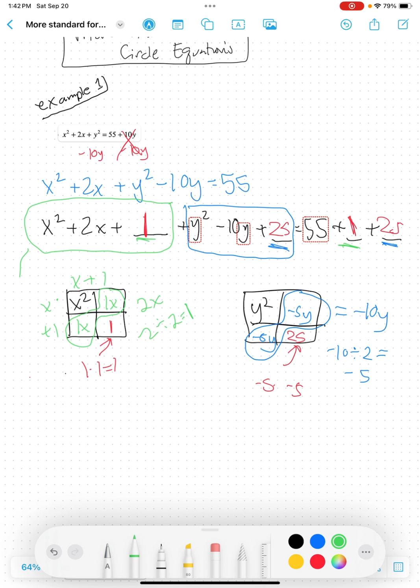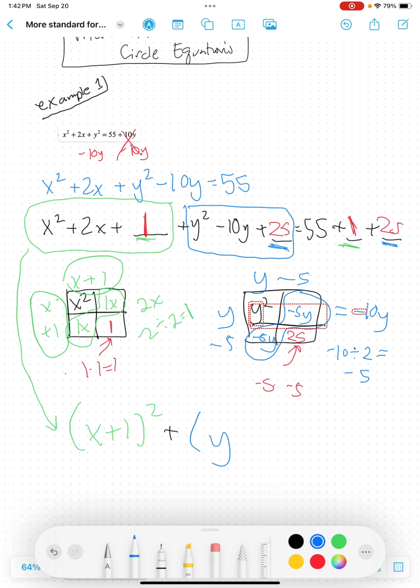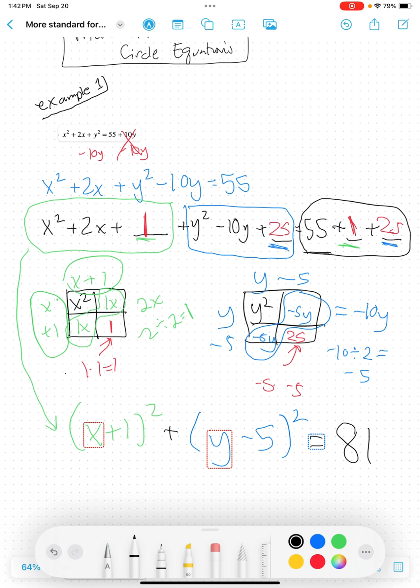So let's look at x right now. The 2 sides of my box were x plus 1 and x plus 1. So I have x plus 1 squared. And then let's look at y. Oh, I forgot to label my box sides. Y was y minus 5 squared. And then just make sure you add up all 3 parts. So what is that going to be? 55 plus 1 plus 25, that's going to end up being 81. And so now look, I have it exactly in the form I wanted. I have x minus h squared plus y minus k squared equals r squared. So I got my standard form equation.